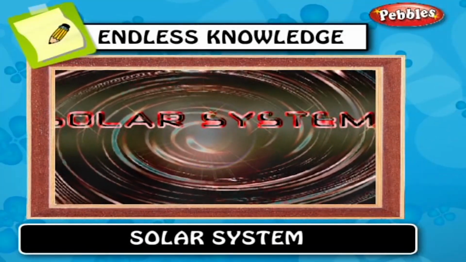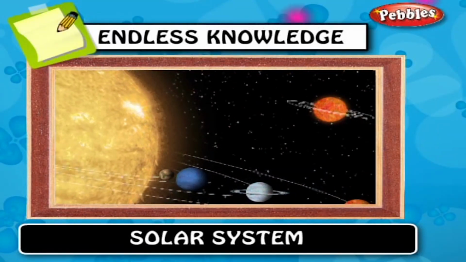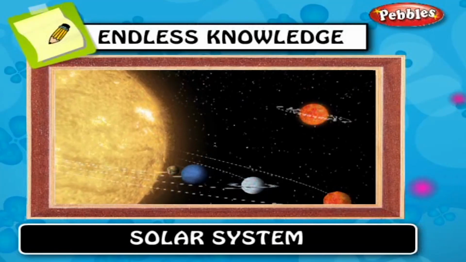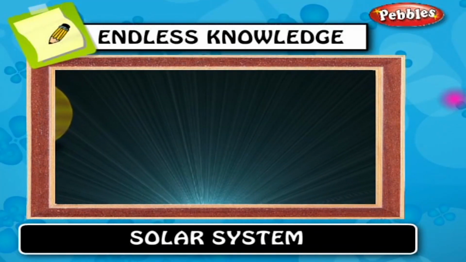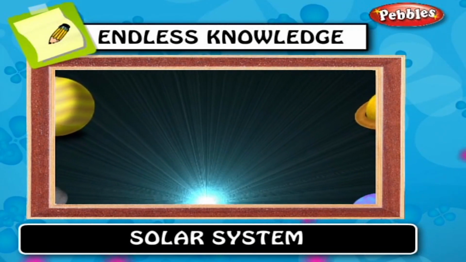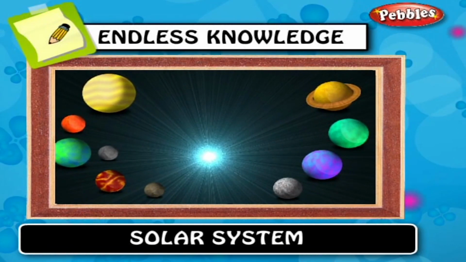Kids, let us brief ourselves about the solar system. The solar system consists of the sun and those celestial objects bound to it by gravity, all of which formed from the collapse of a giant molecular cloud approximately 4.6 billion years ago.